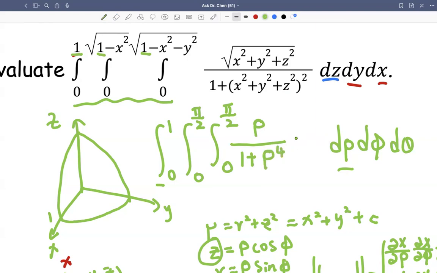Then the Jacobian is rho squared sine phi. Right, rho squared sine phi. Now we see the integration is easy.